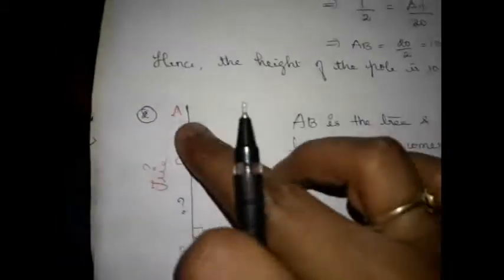Therefore, what is the height of the tree? The height of the tree is equal to AC plus BC. Right? AC plus BC is the height of the tree. But this AC is the same as your CD. So instead of AC, we can write CD plus BC. CD we found as 16 by root 3, plus BC we found as 8 by root 3.